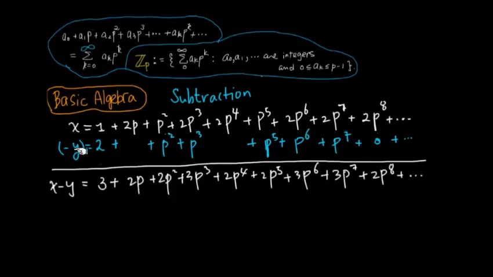So again, instead of subtracting these two numbers, we're going to add these two numbers, and that'll be the same as x minus y. So if you add this one is 3, and if you add this one is 2, and so on. There's no coefficient that exceeds 4, so it's simply adding all those coefficients. So that's how you subtract two numbers in the p-adic integers.